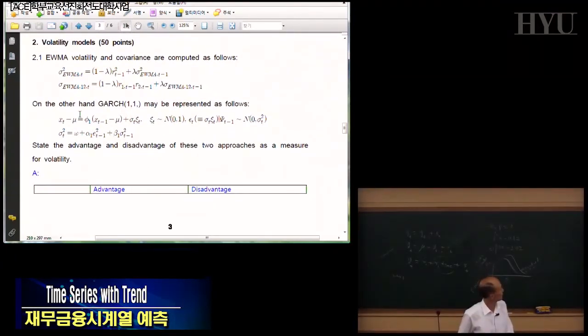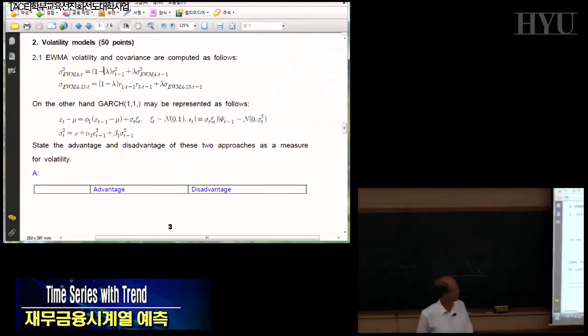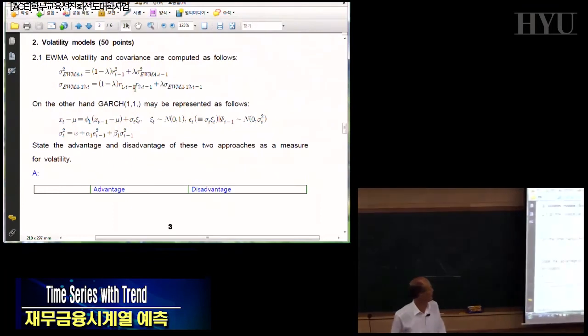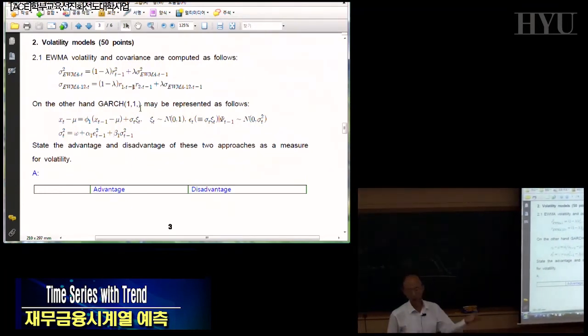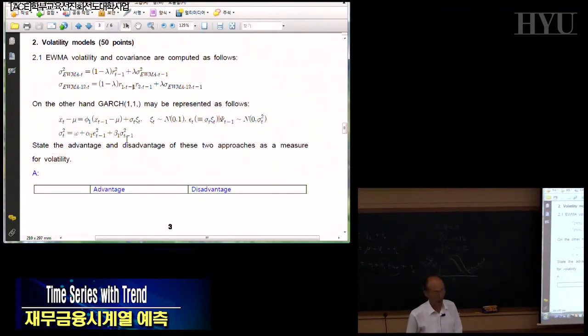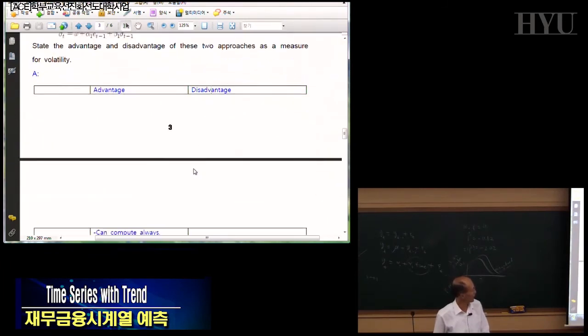Okay, the second question and some related questions. We've seen from the Excel worksheet how to calculate this EWMA recursively, right, in practice. And we know how to calculate annualized standard deviations as a volatility measure. And this is a typical GARCH-1-1 setup, and these are EWMA. And it asks about advantages and some disadvantages of this. And here is the advantage part and disadvantage part.